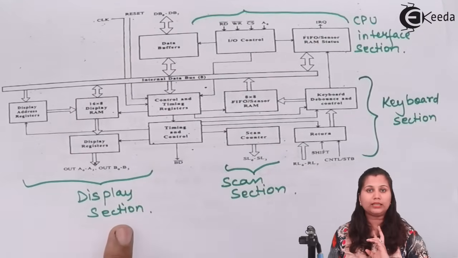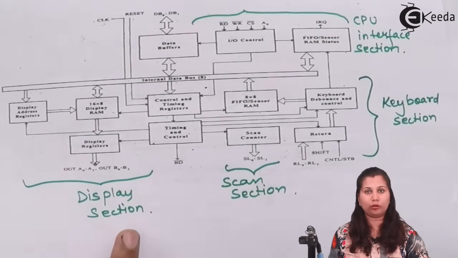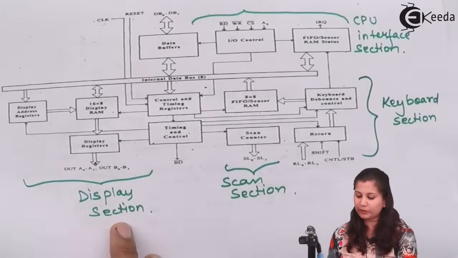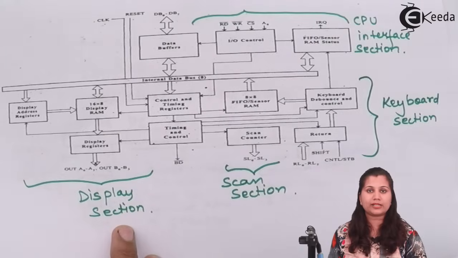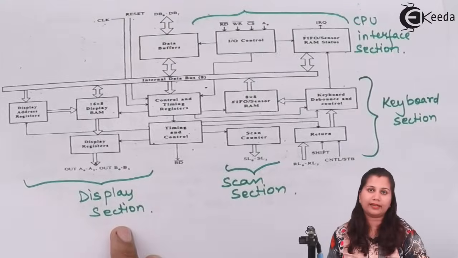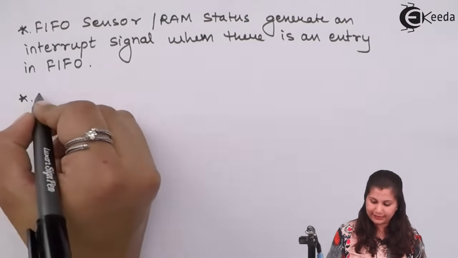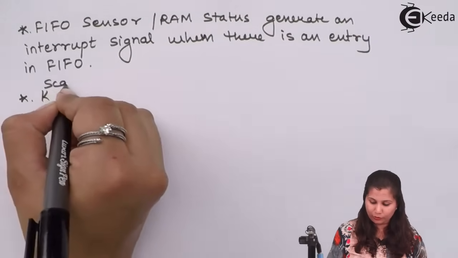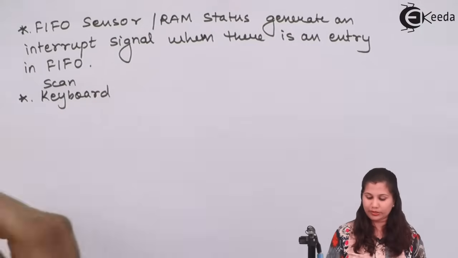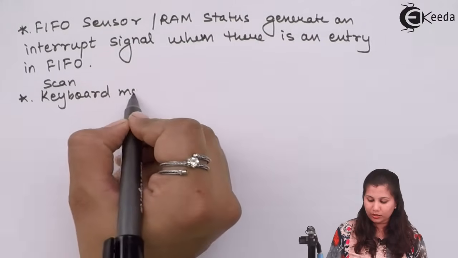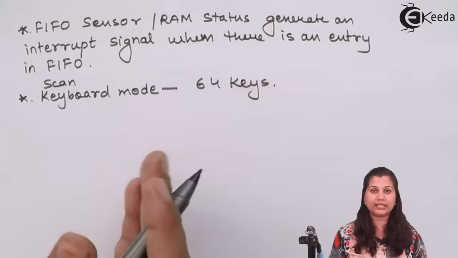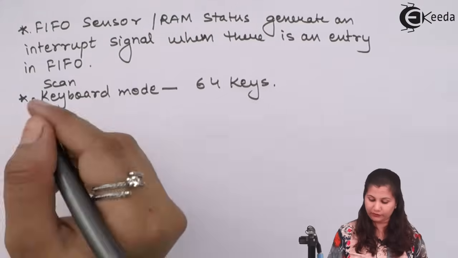Okay, so only the function is changed: in keyboard mode the information about the key which is pressed will be stored, and in the sensor matrix mode the status of the 64 switches will be stored in the RAM. Okay, so here I can say that these are the modes of 8279. In the scan keyboard mode, the information about the 64 keys, whether any key is pressed or not, is stored in FIFO RAM.